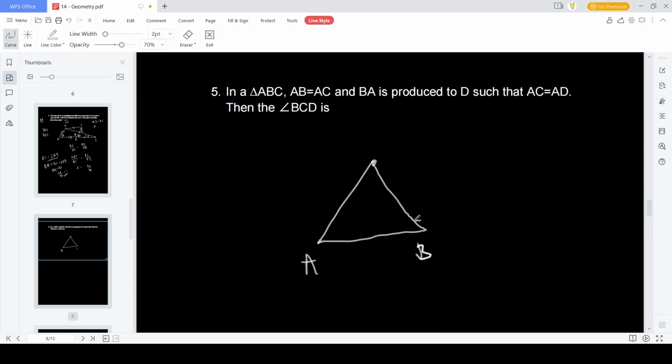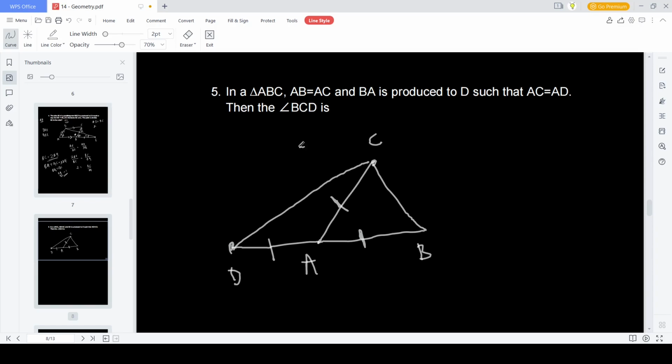We'll say this is A, B and C. We know AB is equal to AC. And BA is produced to some D such that AD is equal to AC. And I'll complete this triangle. Then the angle BCD they're asking, BCD, this whole big angle.